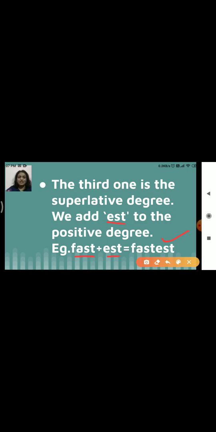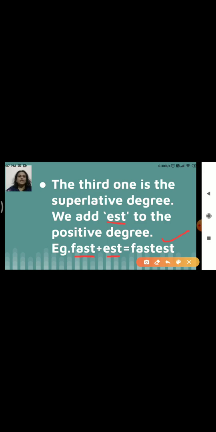Positive degree. Then the second one, comparative degree, where we compare two things. And the third is superlative degree. And in superlative degree, what do we do? We compare more than two things. Okay? More than two things. So that time we add EST.